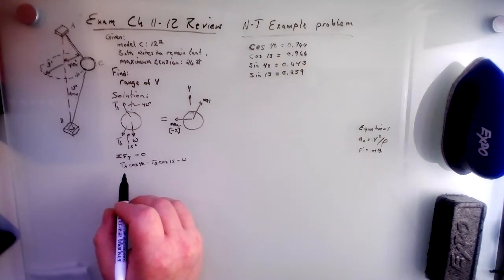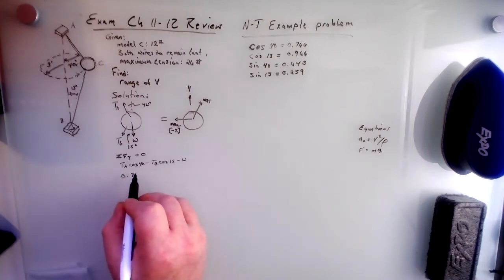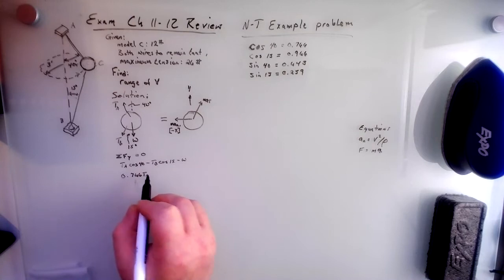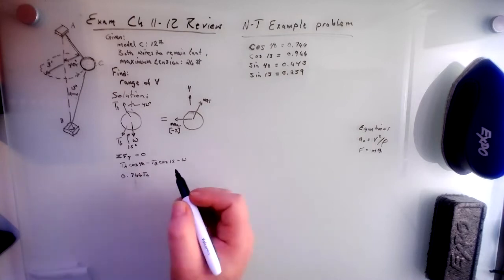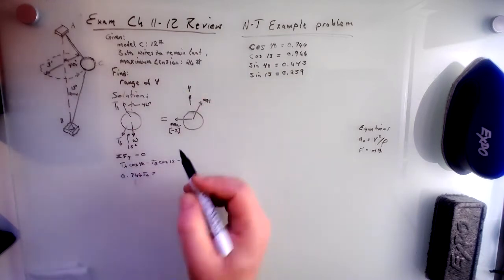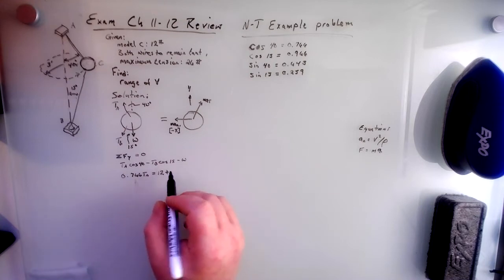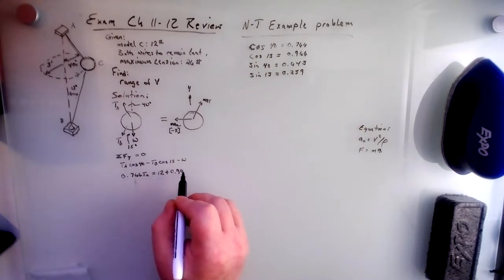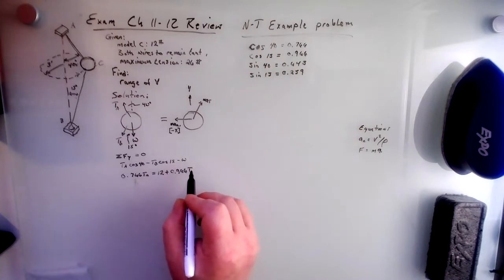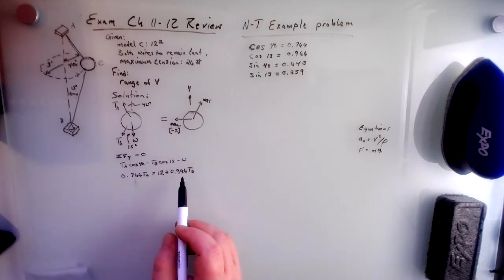So what do we get? We get 0.766 TA equals W. We know W is 12, plus 0.966 times TB, right? And this tells us that TA is always going to be greater than TB.